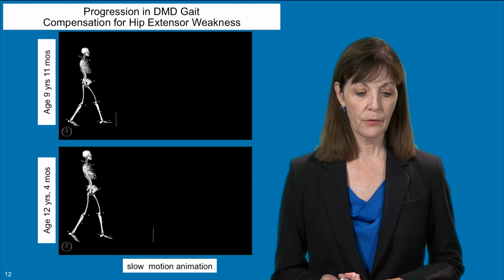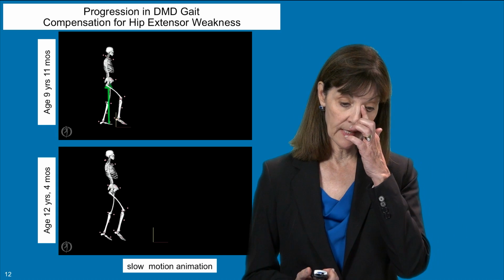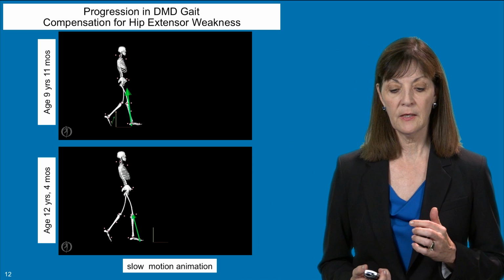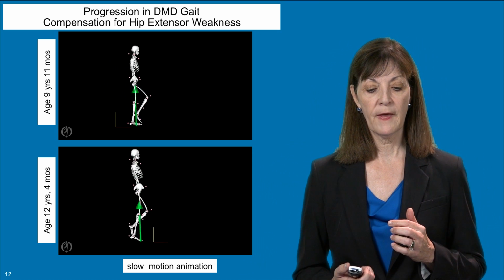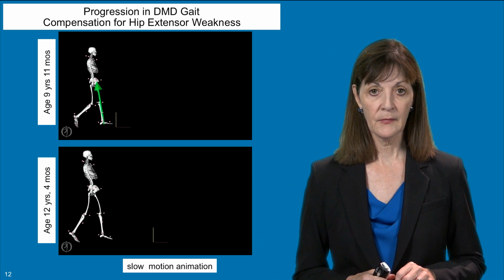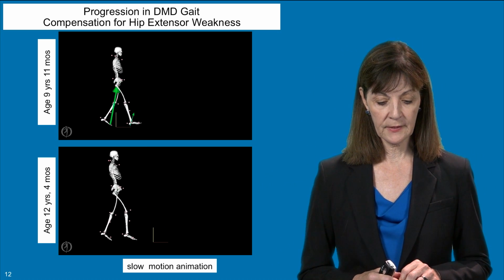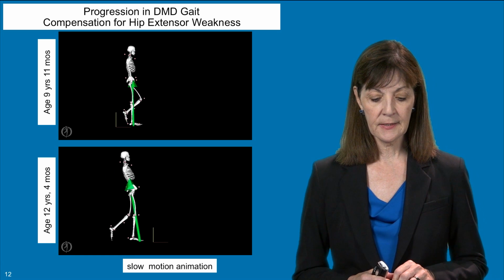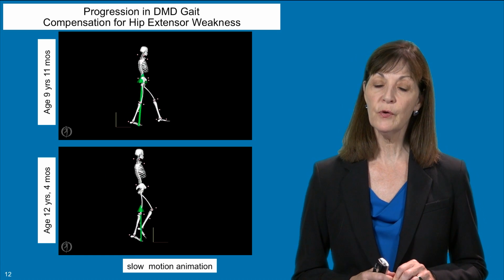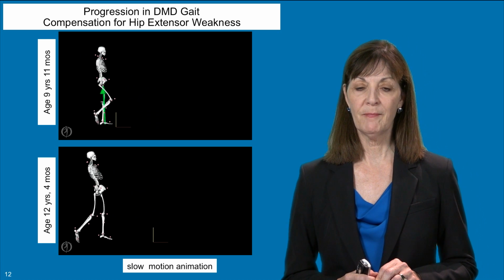So here he is, and we can see that in the top one, when he's younger, as the right foot hits the floor, that ground reaction force vector was in front of the hip. See that again, it's either through the hip or in front of the hip. But when you look at the lower slide, as he's older, it is really going through the hip or in back of the hip as he weight bears.